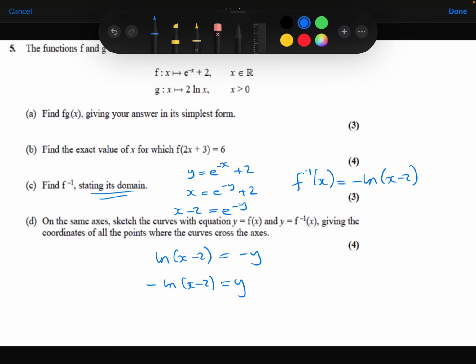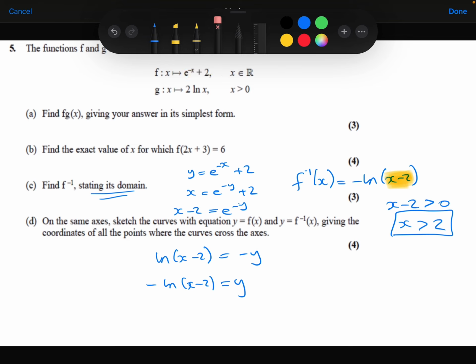I need to state its domain. I could do this by thinking about the range of this function here. Or I could actually, because it's a logarithm, I know what's on the inside here has to be greater than 0. I know I can't do a logarithm of 0 or logarithm of negative numbers. So I know that x minus 2 has to be greater than 0. So therefore I know that x has to be greater than 2. That's probably the quickest way of stating the domain here.